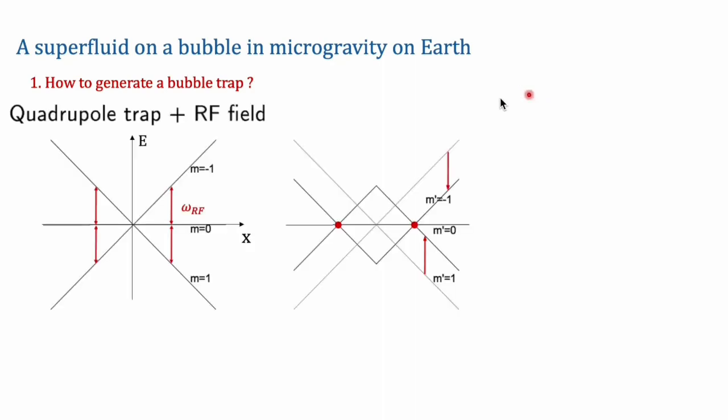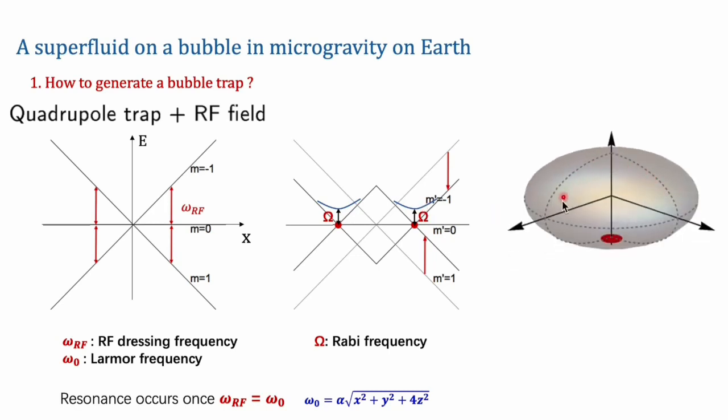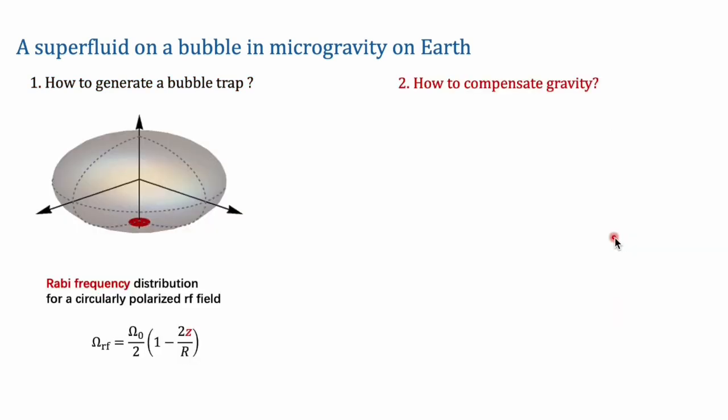A bubble trap can be generated by dressing atoms with radiofrequency photons in a quadrupole magnetic field. Resonance happens when the Larmor frequency is equal to the RF dressing frequency. The resulting avoided crossing creates a very smooth potential. Therefore, the atoms are trapped on the resonant surface, which forms a bubble. However, due to gravity, the atoms gather at the bottom of the bubble.